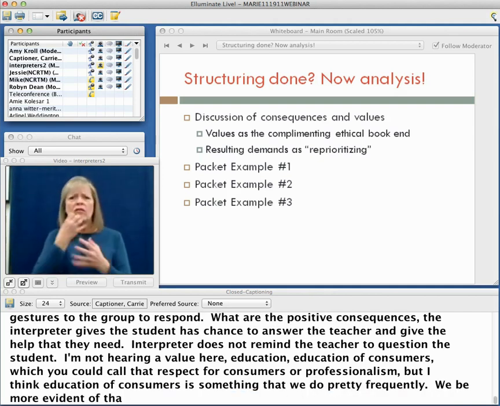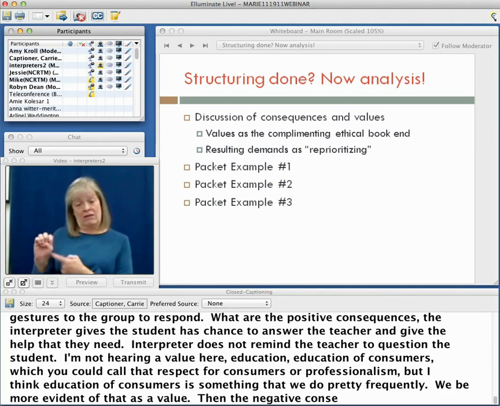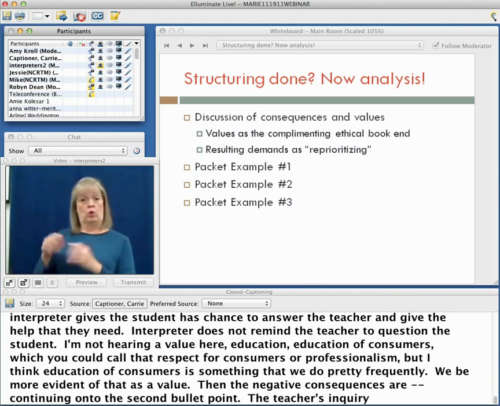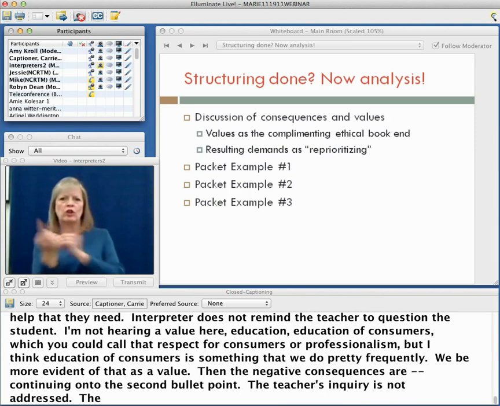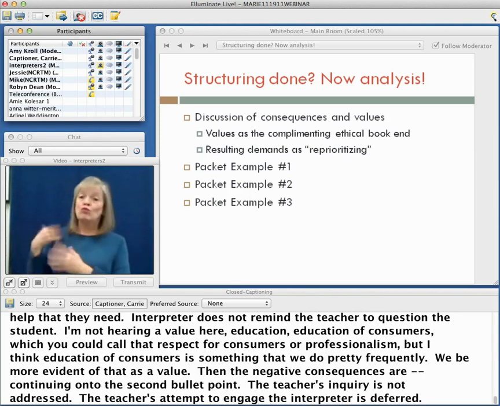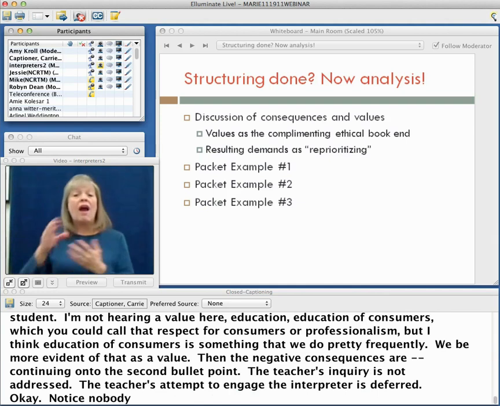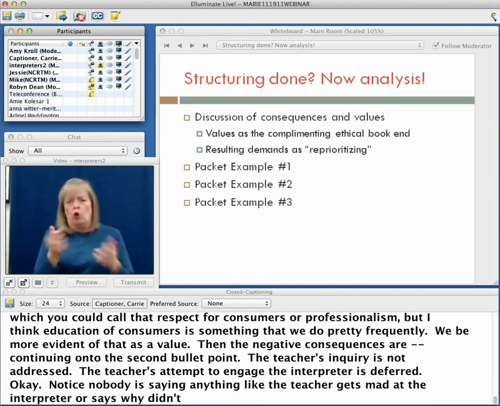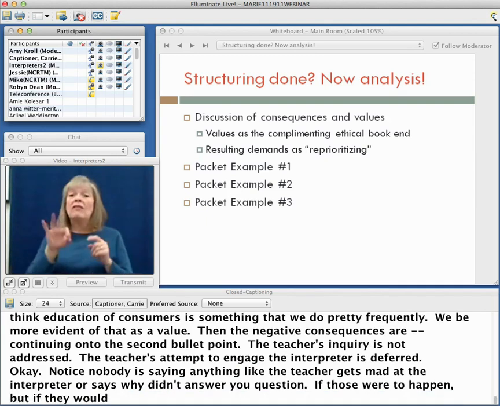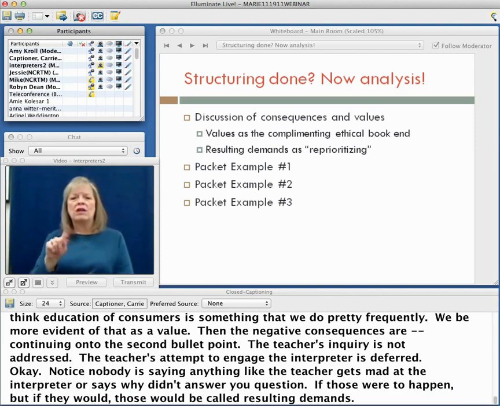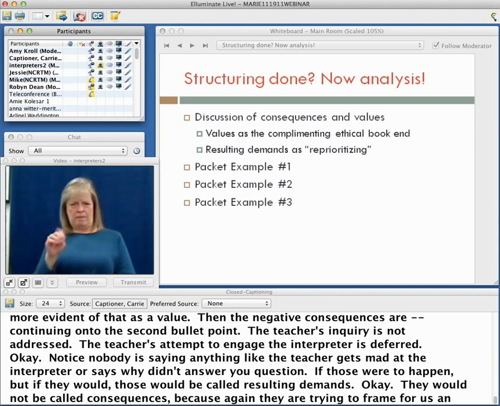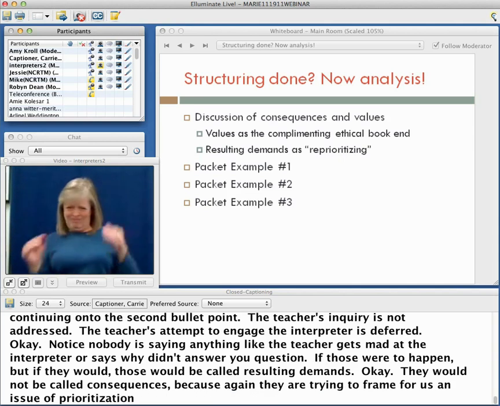And then the negative consequences, continuing on to the second bullet point: the teacher's inquiry to the interpreter is unaddressed, and the teacher's attempt to engage the interpreter is deferred. Okay? Now notice nobody is saying anything like the teacher gets mad at the interpreter, or the teacher says, why didn't you answer my question? If those were to happen, which I doubt they would, those would be called resulting demands. They would not be called consequences, because consequences, again, are merely to try to frame for us an issue of prioritization or deprioritization of incommensurable values, values that come into conflict with one another.